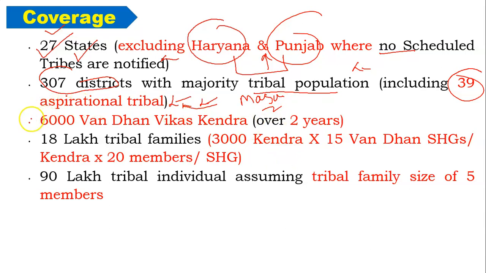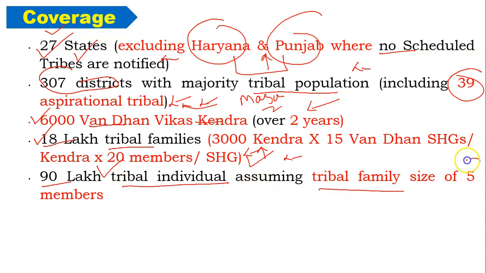Since its launch, they will develop one Van Dhan Vikas Kendra over 2 years of time. Now, I will explain this calculation in my upcoming slide. In this slide, you can remember this point that it is helping 18 lakh tribal families. How, I will explain in my upcoming slide. And it is also helping 90 lakh tribal individuals, assuming a tribal family size of 5 members.